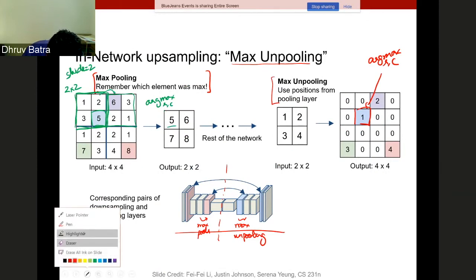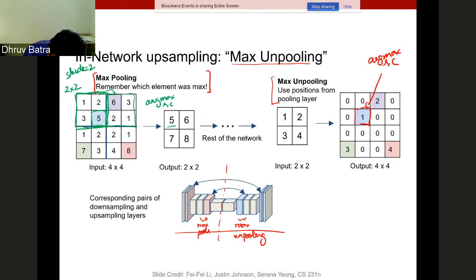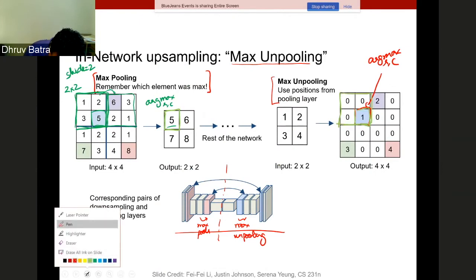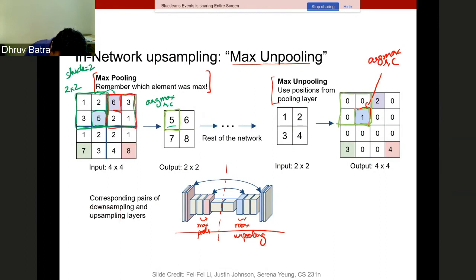So this is the green box. Which one did I use? This one. This is the green box, and this is the argmax of the green box. And I can draw the red box placement. This was the argmax location, and this is the location of the red box.